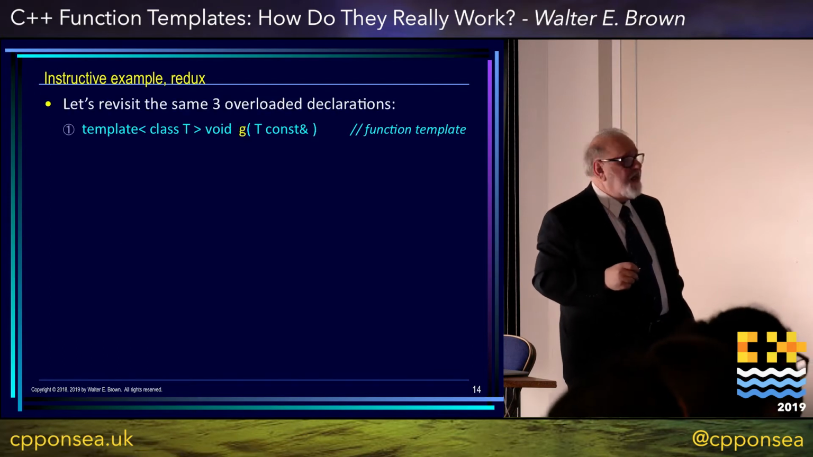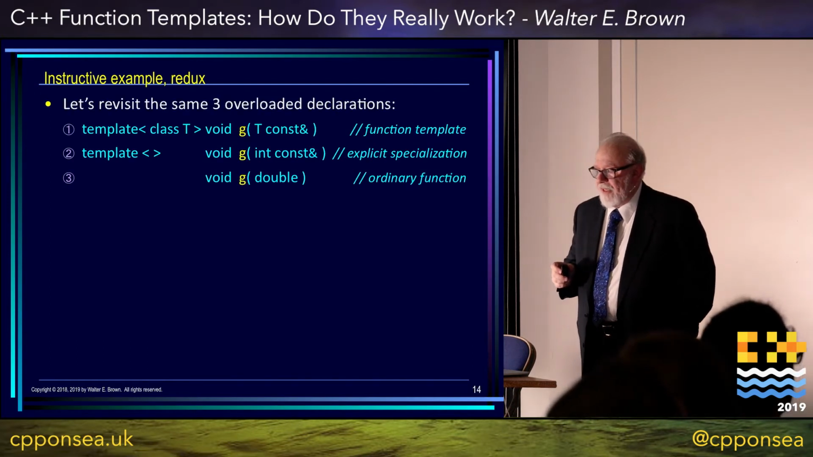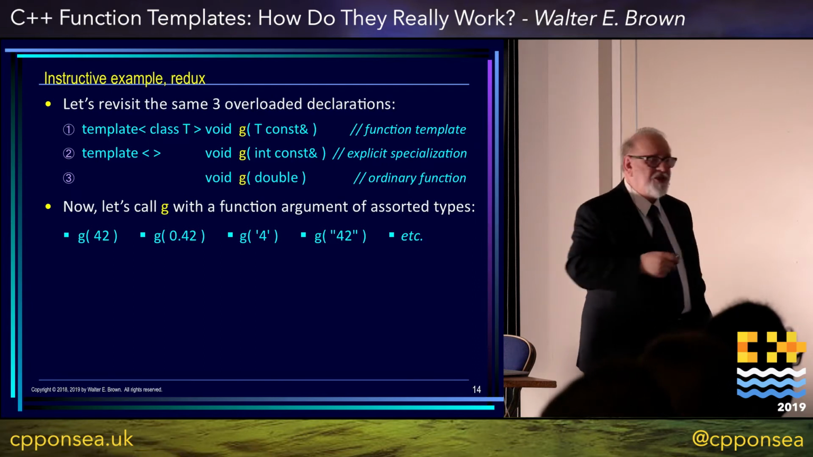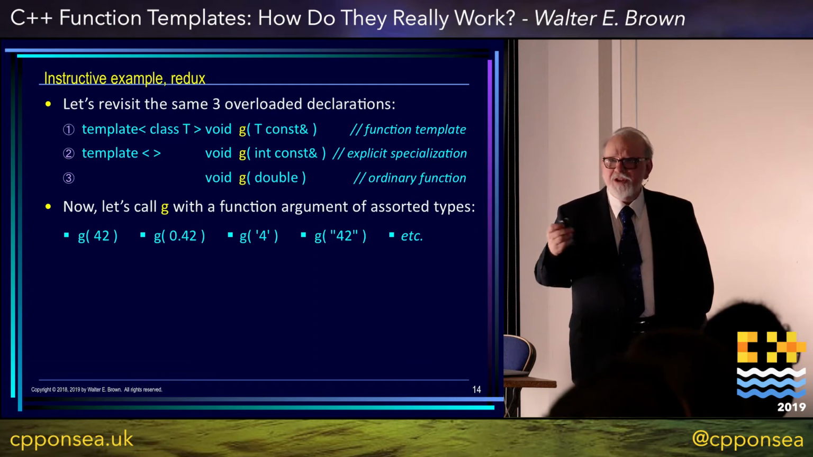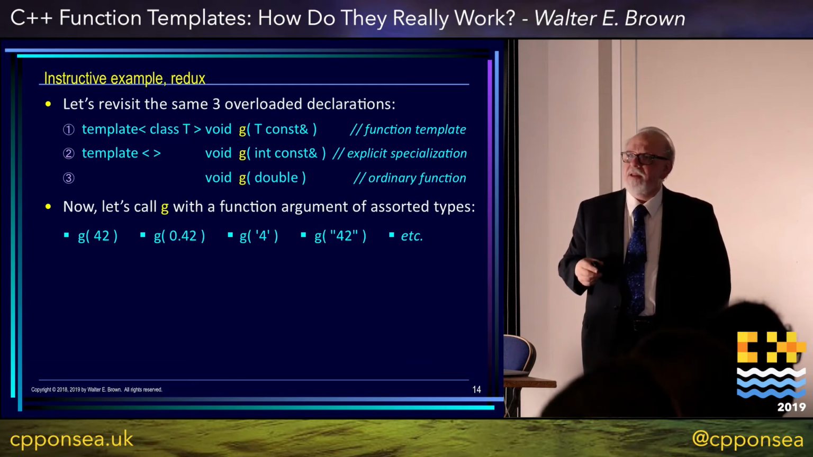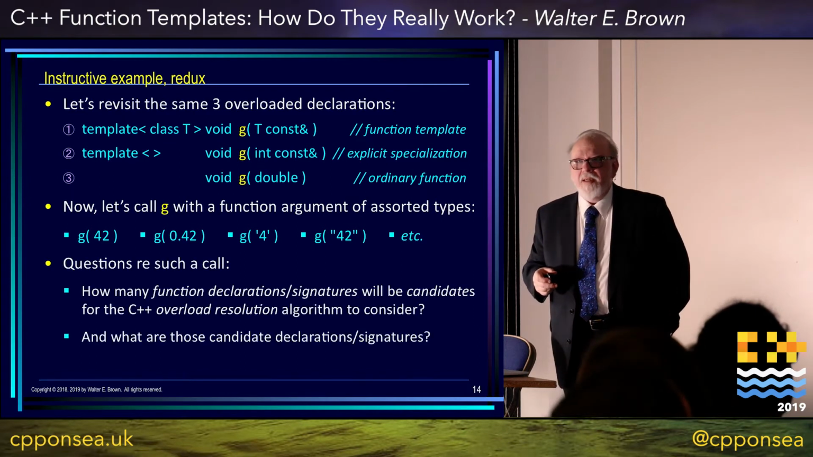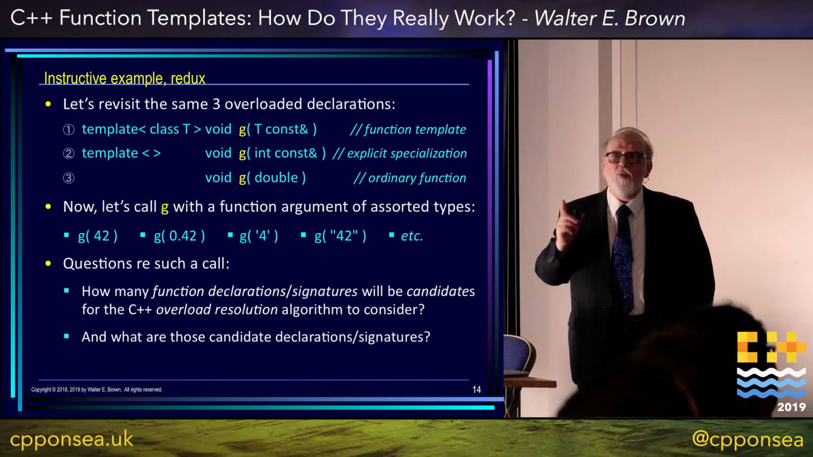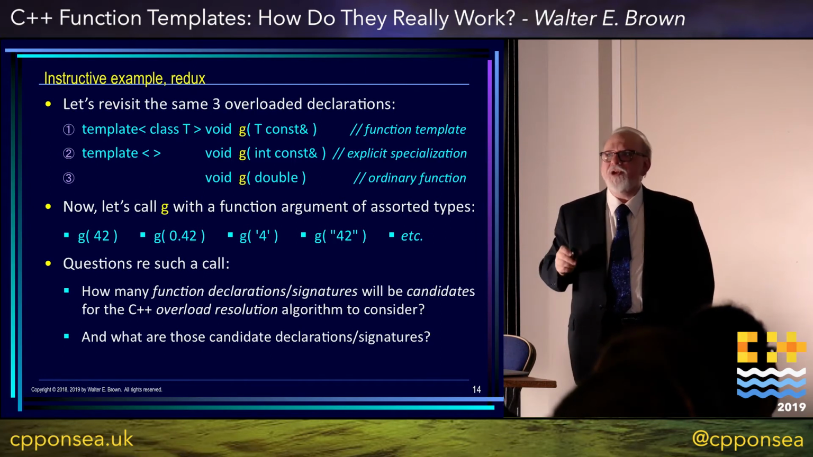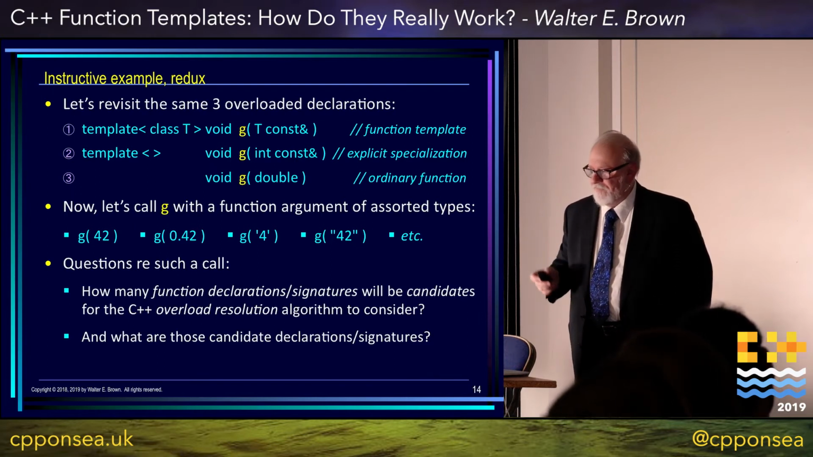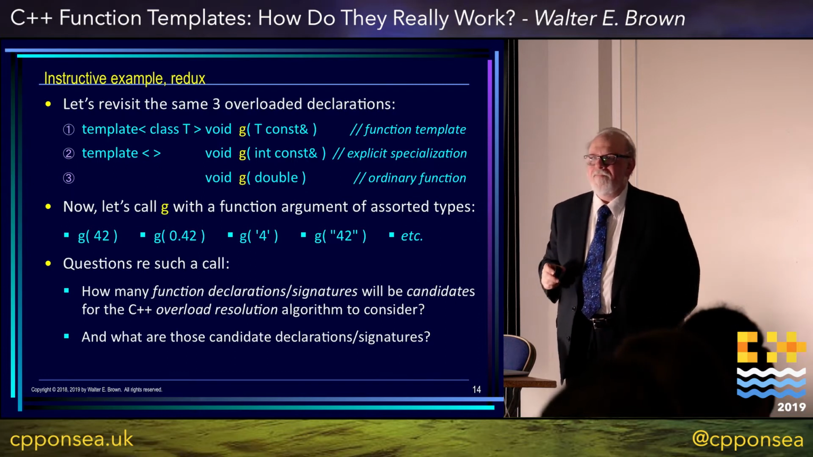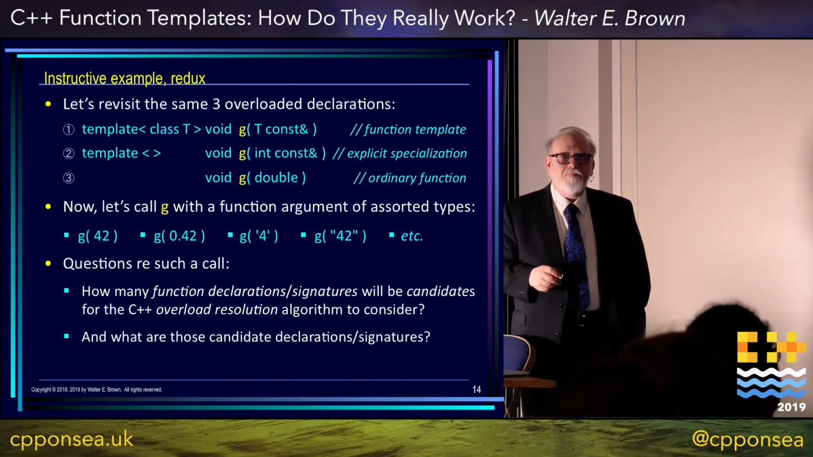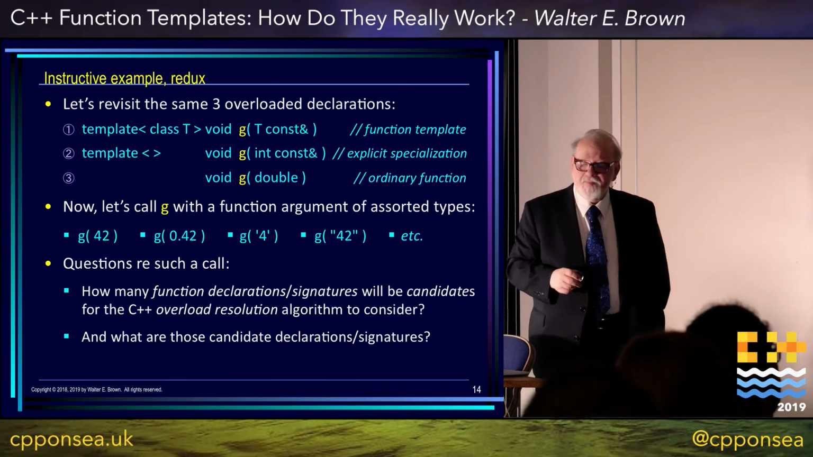Okay? So let's look at the same example again, no changes. But I have other questions for you. First, think about what happens when you call G. And here are some examples that you might want to think of, and pick a different type. Call it with a std::string. Call it with your type or my type. All right? Questions. How many declarations will be candidates for overload resolution for any one of these? And what are those candidates? Take a little bit of extra time and formulate a hypothesis. All right, everybody got an idea? All right, let's talk about it.